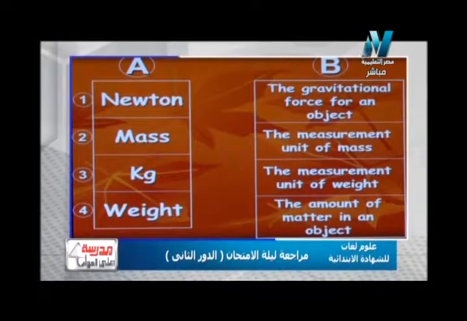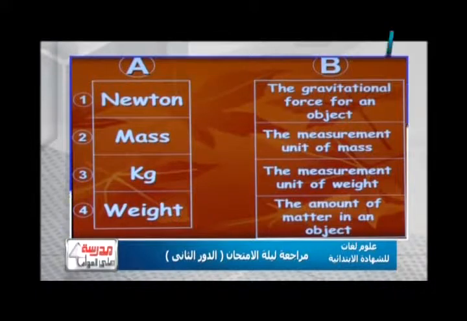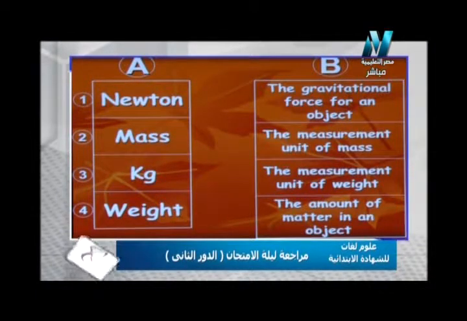Please read all the choices in the two columns and begin with or start with the easiest one. ببدأ دايما بأسهل حاجة even if it is the last one، حتى لو هي آخر نقطة في السؤال. So let's start to practice this question. The question says that I have two columns as I said before. First column has 4 words: Newton, mass, kilogram, and weight.